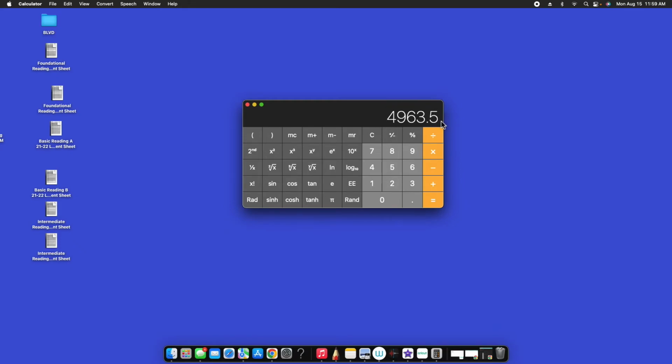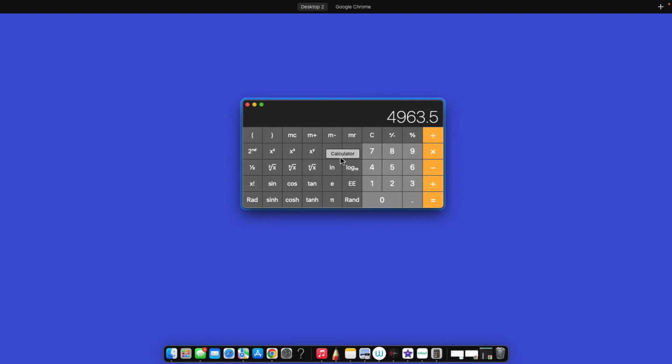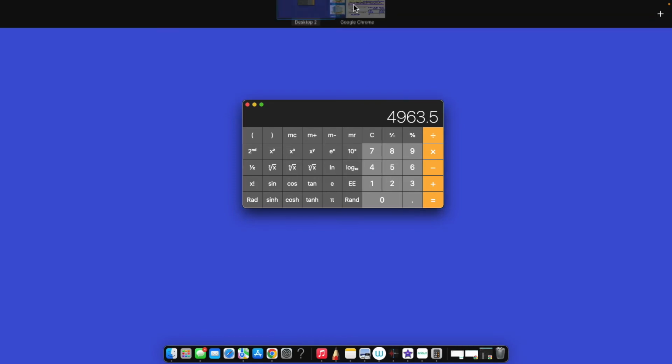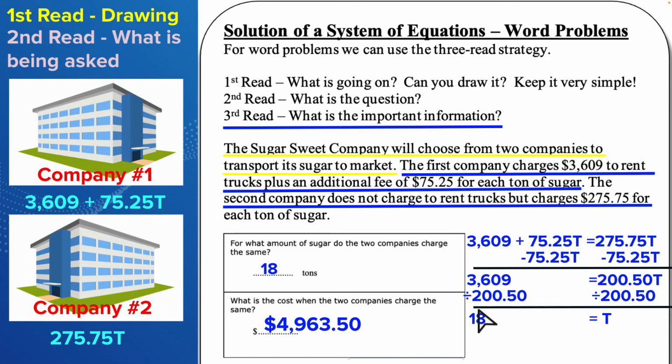And I can even test that on company number 1. There was $3,609 plus it was $75.25 per, which means multiplication, per ton, and I'm using 18 tons. And you see we get the exact same amount. So that definitely works out there. The calculation must be lower. I need to make sure I scooch that up so that we can actually see it. But that was just the idea.